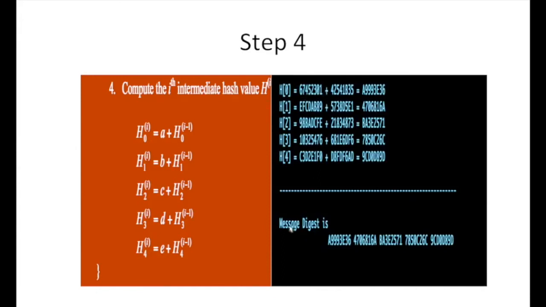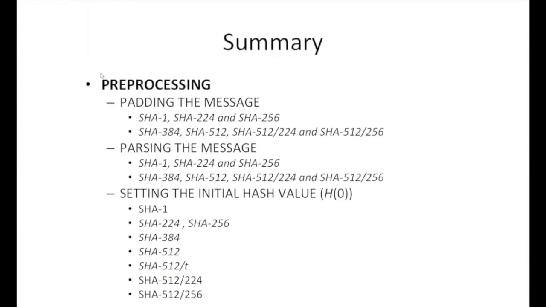This is the example of SHA-1 processing. To recap, the first step is preprocessing, where padding of the message is done based on the SHA family used. Then parsing of the message is done. Then setting of the initial hash value based on the SHA family used. For example, in the case of SHA-1, we have used a 512 block size.